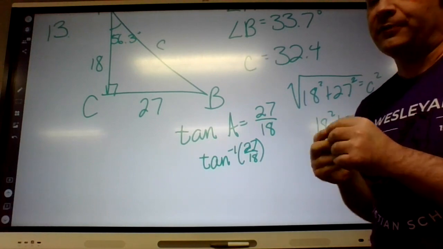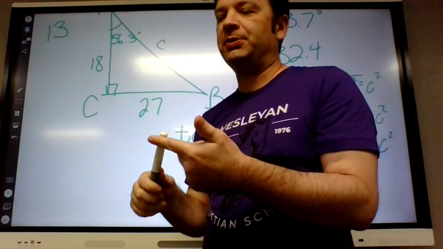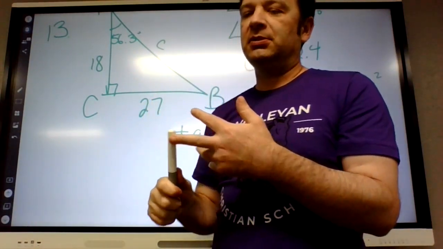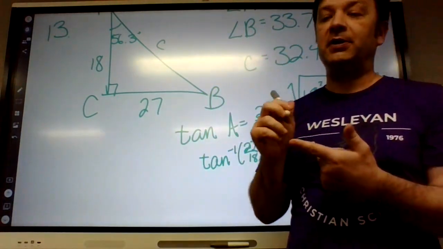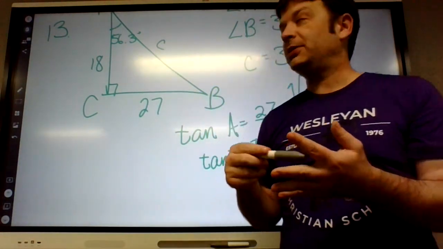Number 12 is a little bit different because you already know two angles, but you only know one side. So you have to do trig to find the sides, but not the angles.